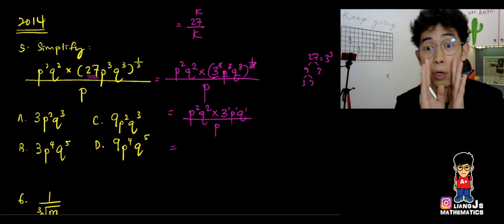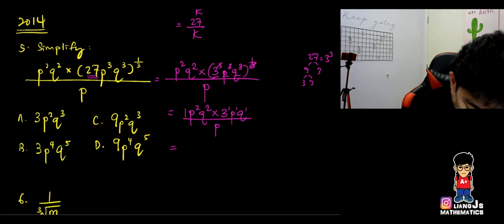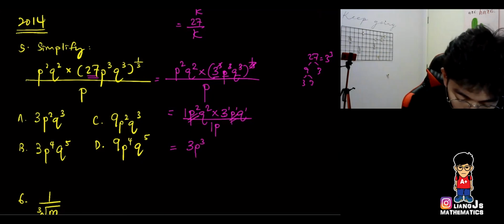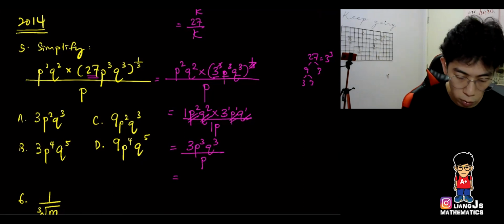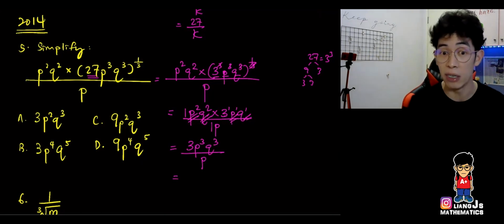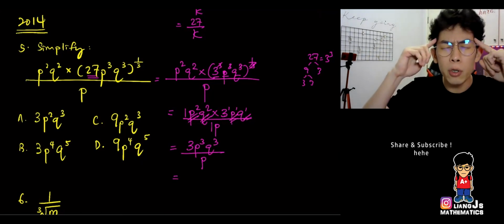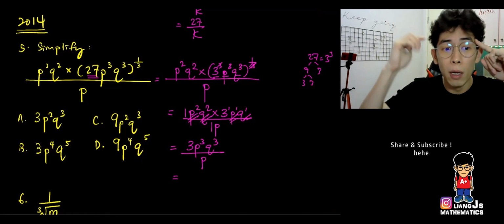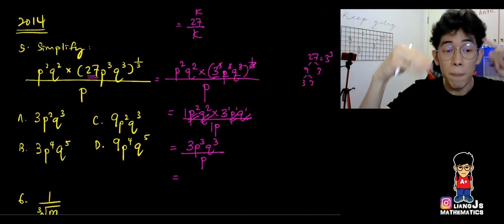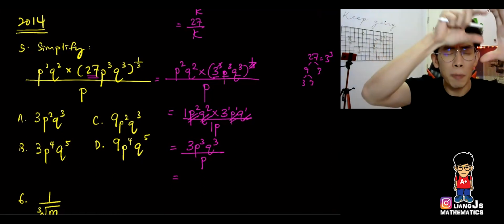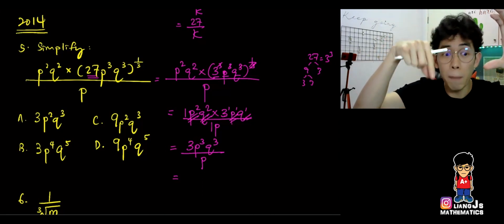Then check our number first, guys. 1 times 3 over 1, answer is still 3. P square, P, P3. Q square, Q, Q3 over P. Your answer is there already. Can you see that? Remember, P3 and P: on top of it, there is P times P times P. The bottom part, there is a P.